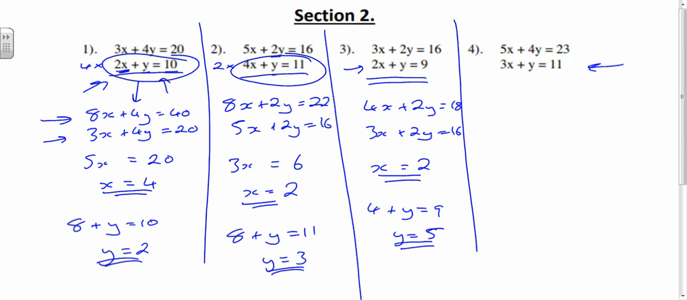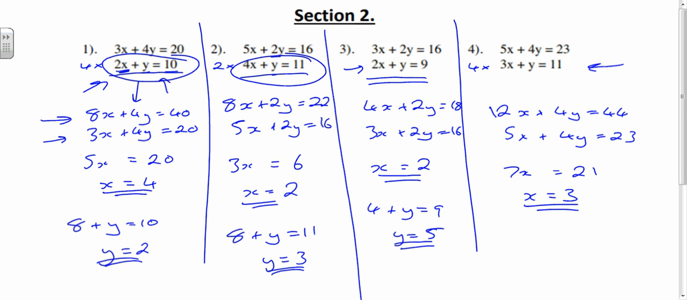Finally, this one here. I want to make this 4y, so I'm going to times the bottom one by 4, giving us 12x plus 4y equals 44. Write the other one out underneath it. 5x plus 4y equals 23. And then if we do that, 12x take away 5x equals 7x. 4y's disappear. 44 take away 23 equals 21. So 7x equals 21, 1x equals 3.